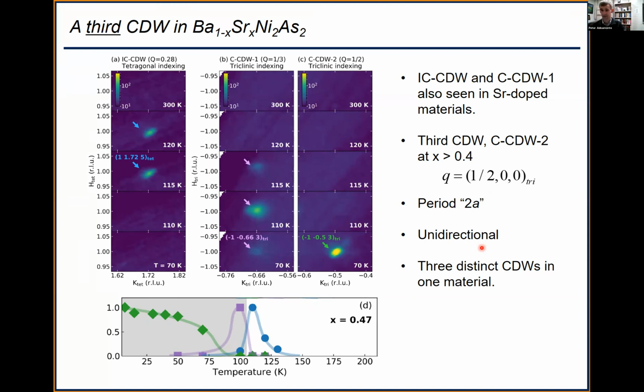So you can have a conversation. Is it unidirectional because the system is triclinic, or is it triclinic because it formed a charge density wave that wanted to be unidirectional? I don't know the answer to that question, but that's an interesting thing to investigate.